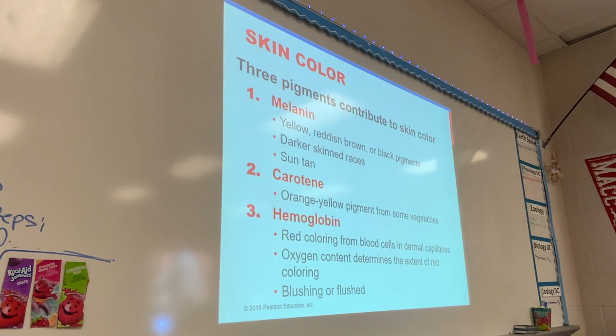So skin color itself can be made from three things. We talked about melanin, but we can also get skin color from keratin and hemoglobin. Melanin is the main one that provides our color, but keratin is kind of an orange-yellow pigmentation that is from some vegetables.